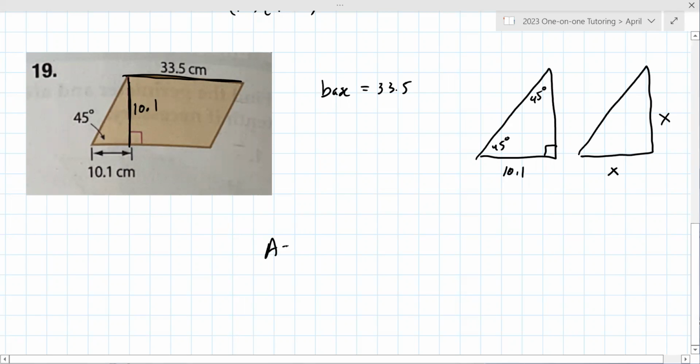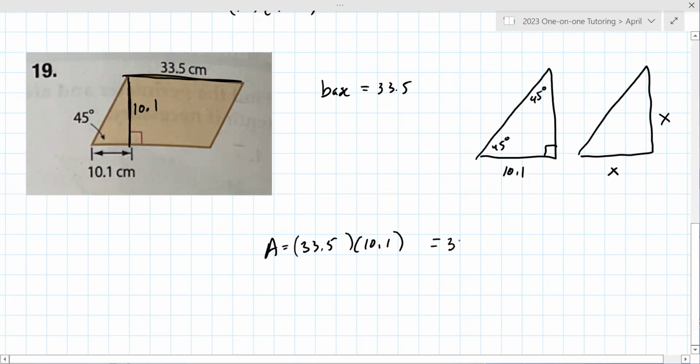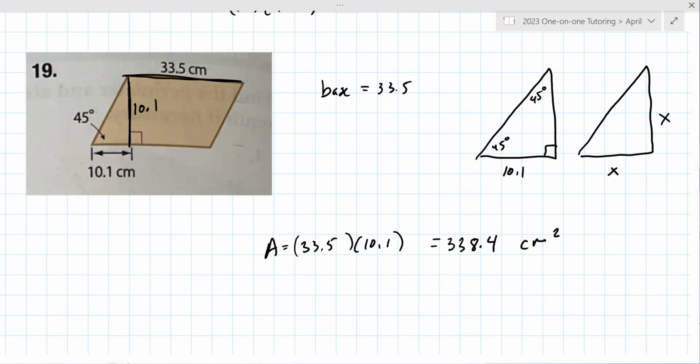Nice. So the area is 33.5 times 10.1. 338.4. A slightly different number. Or 0.6, sorry. 338.6 centimeters, square centimeters.